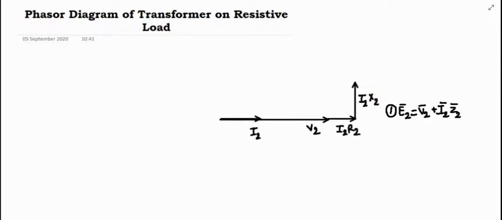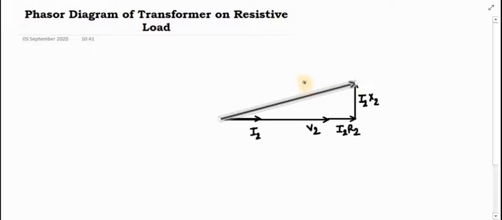Let us rub this equation so that we will not get confused. I will remove this equation from here and continue the diagram. Now the vector sum of V2 and I2 R2, I2 X2 is nothing but your E2, or we can say that the vector sum of V2 and I2 Z2 is nothing but E2. So the first equation got satisfied.